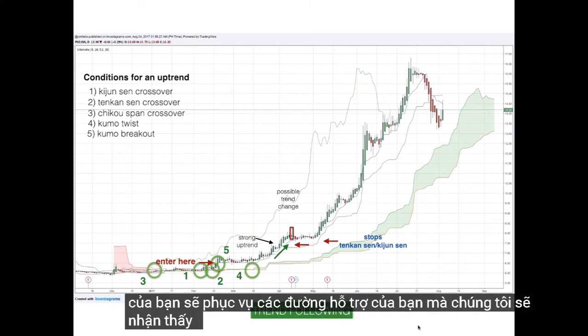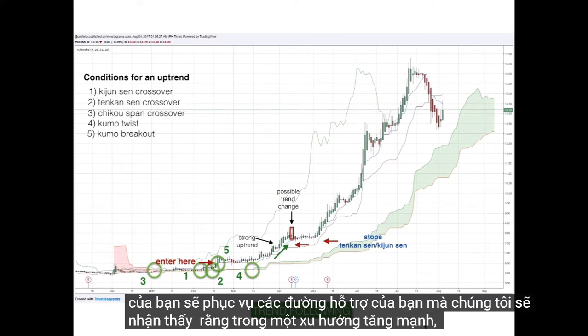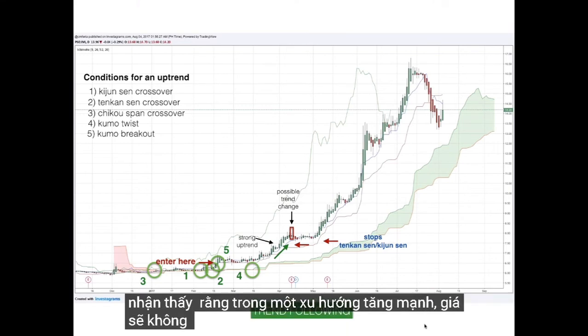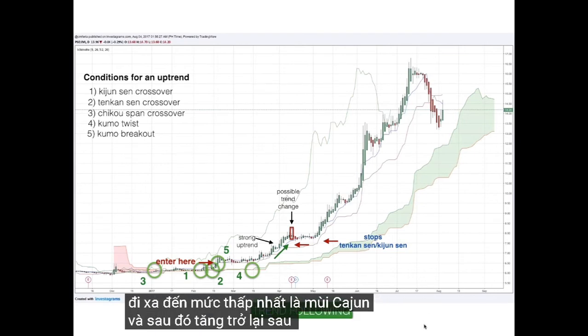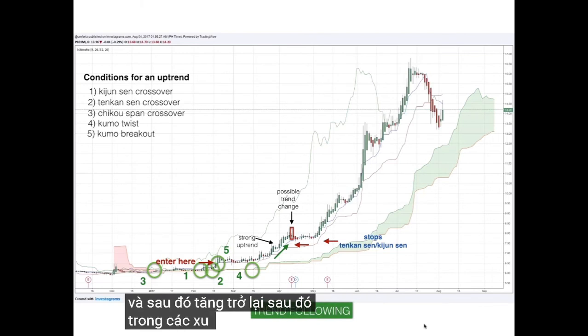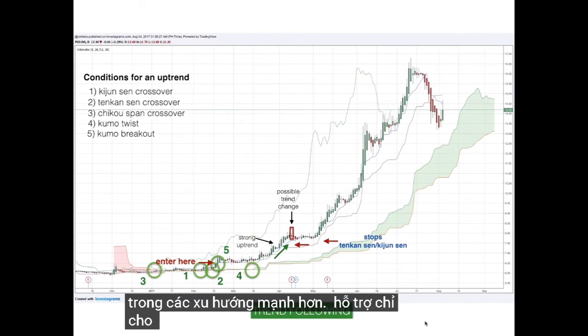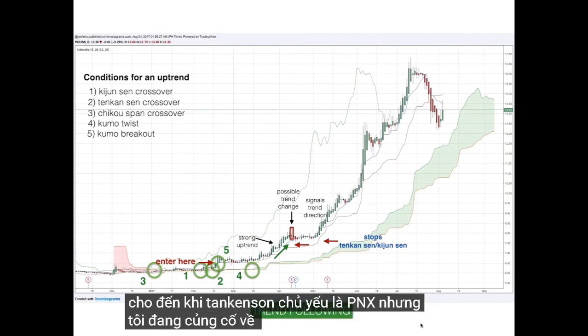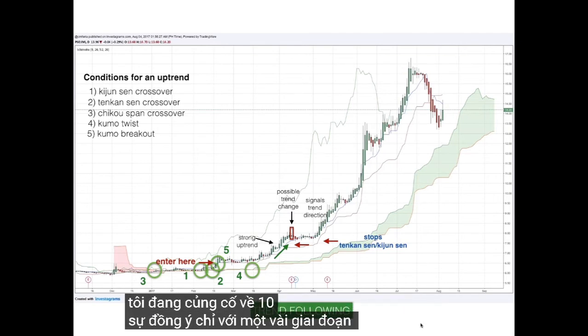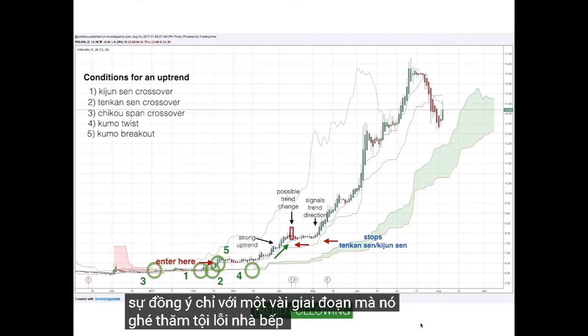You would notice that in a strong uptrend, prices do not visit the Kumo anymore. They only go as far as low as the Kijun-sen and then make a bounce thereafter. In stronger trends, the support is only until the Tenkan-sen. Mostly the IMI had been consolidating above the Tenkan-sen, only with a few periods where it visited the Kijun-sen.